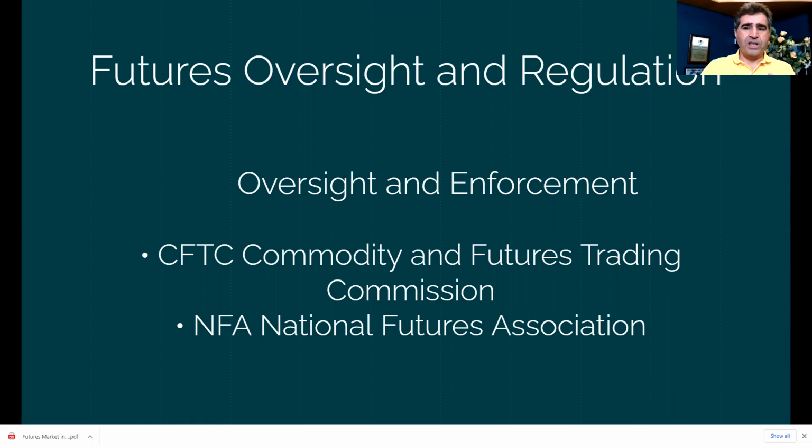And last but not least, all the futures market, that's another important thing. They do have oversight on regulations, like SEC for the stocks and FINRA for the advisors. The same thing with the futures, you have oversight enforcement. If your broker did something wrong, you can go to the CFTC or NFA, National Futures Association.